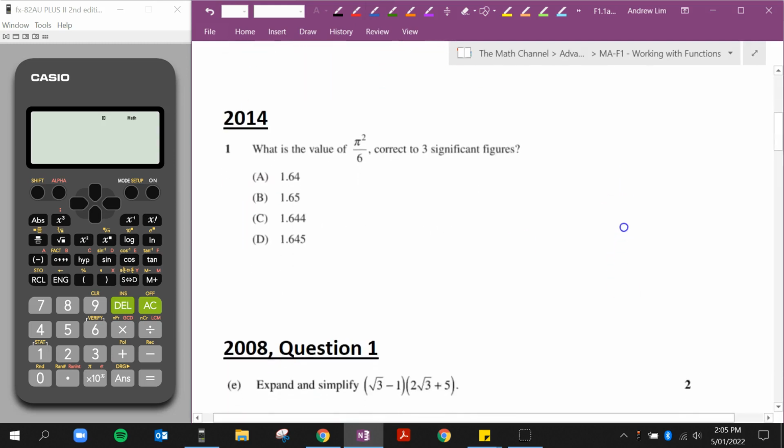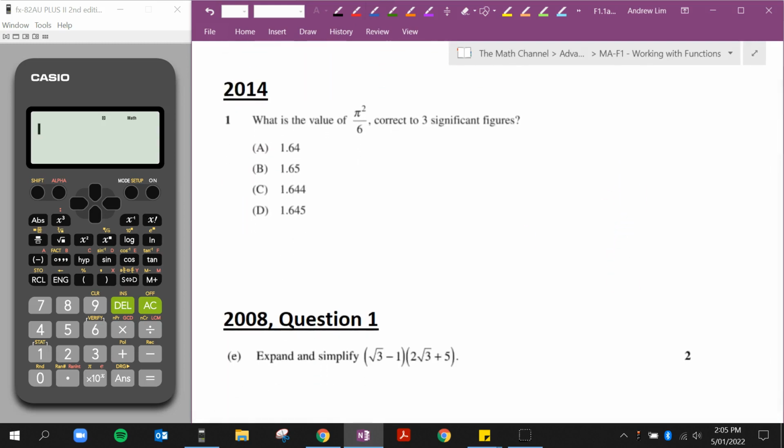Right, next question. Question 1 of the 2014 paper. What is the value of pi squared on 6 correct to 3 significant figures? So I'm just going to use my calculator. Pi squared on 6 is 1.64. 3 significant figures. We know we can eliminate C and D. They're 4 significant figures. So the answer is A, 1.64.